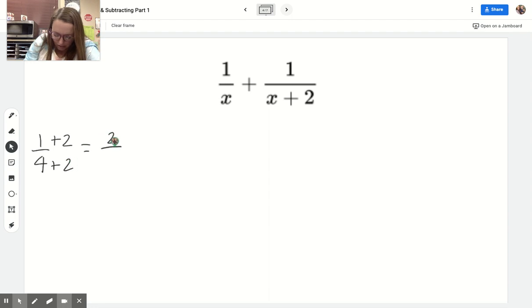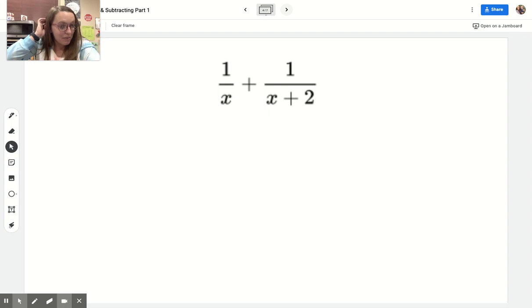That's going to give me 2/6, which reduces to 1/3. 1/4 is not the same as 1/3. And we can't change the value of this fraction. So we can't just add 2 to the top and the bottom to make these equal. So if I want to make these denominators the same, I'm going to have to multiply by something. Okay, well, when in doubt, just take both of the denominators and put them together as one. So I need to multiply the x and the x plus 2. That's the only way I'm going to be able to do this.